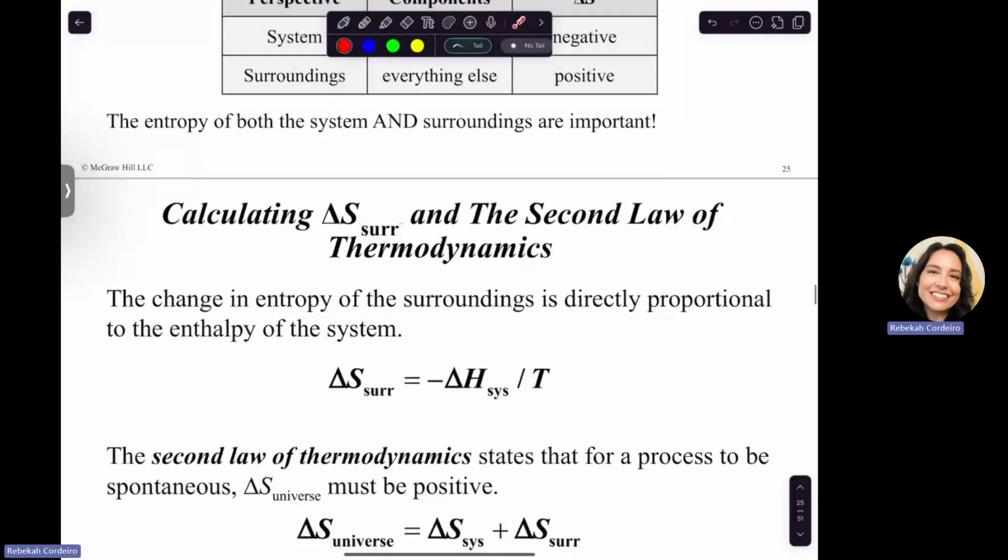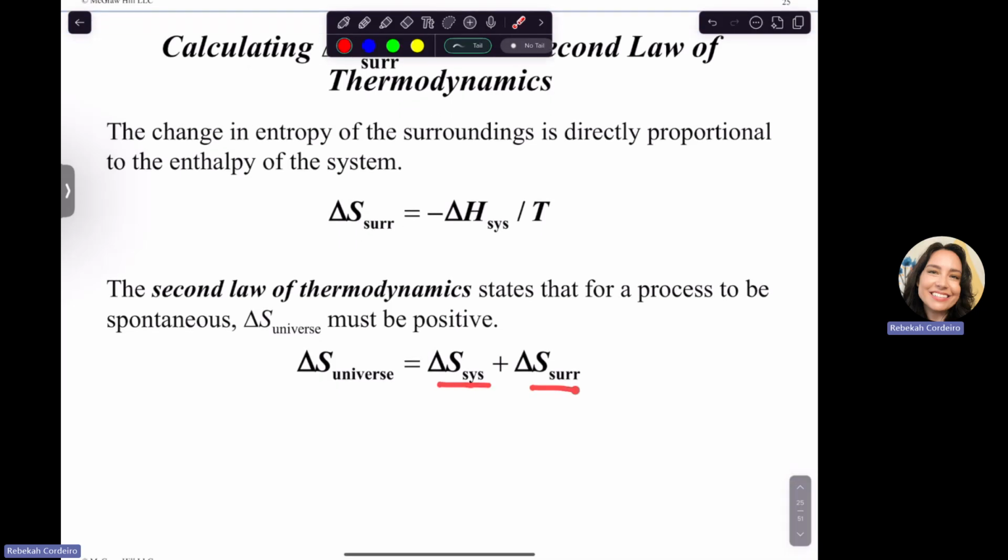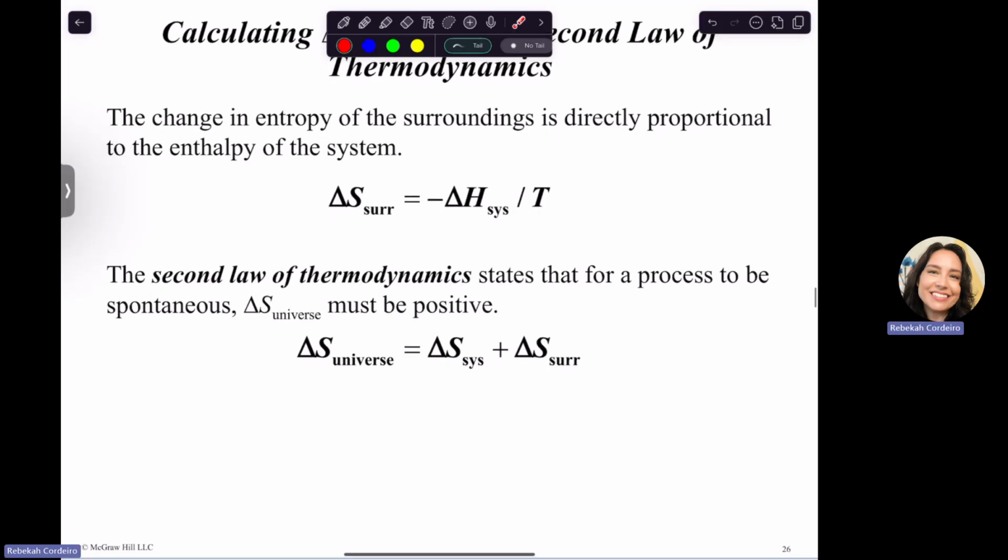But the second law of thermodynamics says that the entropy of the universe, which is system plus surroundings, must be positive. There are always going to be slight changes that can happen, but the entropy of the universe is always increasing because the universe is expanding. We can think about the entropy of the surroundings as the negative enthalpy of the system divided by the temperature, and that is a formula we can use. So if it's exothermic, that's a negative and a negative, so it'll be positive for the surroundings. Exothermic means you're heating up the surroundings, so the surroundings will have a positive change in entropy.